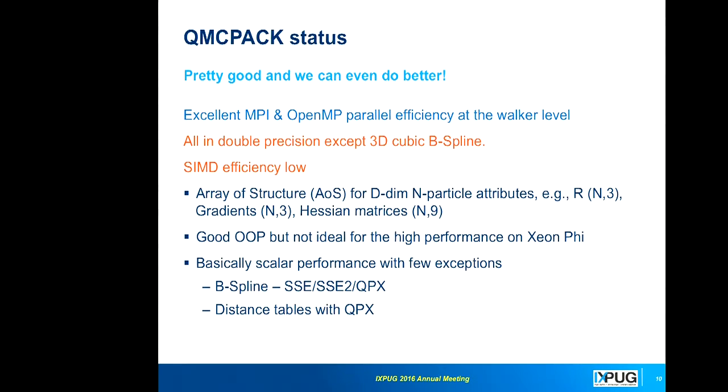In the other places everything is double precision, and the SIMD efficiency is low. The reason is simply that in the past we tried to use OOP in the best way we could. So we wrapped all the data in arrays of structures. You typically see distances, coordinates like this, and gradients like this. It's not good for vectorization, so we should solve this problem.